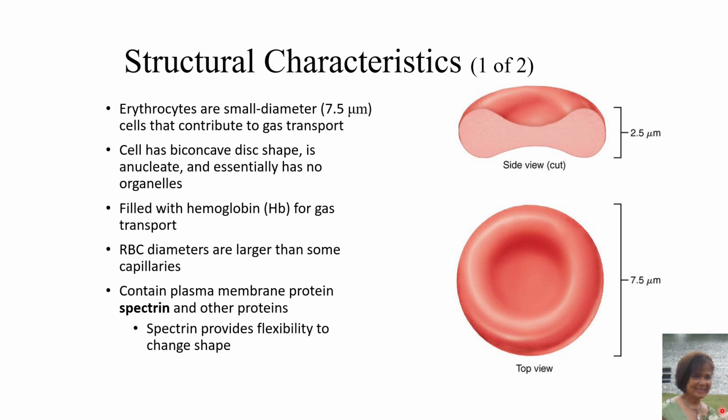The diameter of the red blood cell is about 7.5 microns, and it contains a plasma membrane. The plasma membrane contains a protein called spectrin, and spectrin provides flexibility to the plasma membrane so that when the red blood cell goes into tight spots, such as the very small capillaries, it could fold and be transported easily right through the capillaries.